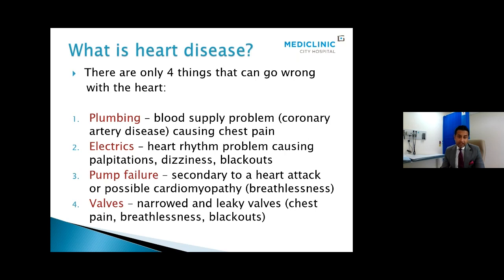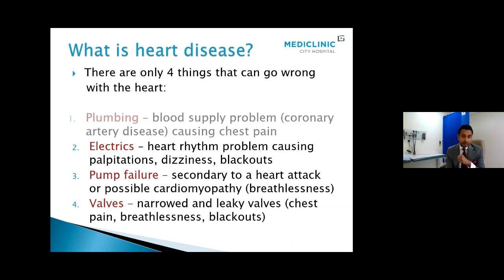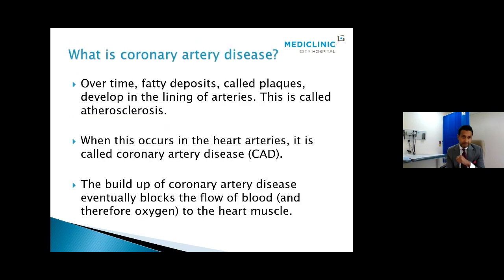And then the final thing that can go wrong with the heart are the valves. So within the heart, we have heart valves that separate the heart chambers, and the valves can become either narrowed or leaky during the course of our lifetimes. And this can cause symptoms such as chest pain, breathlessness, or blackouts. But as I said at the beginning, we're going to focus on the plumbing, which is coronary artery disease.